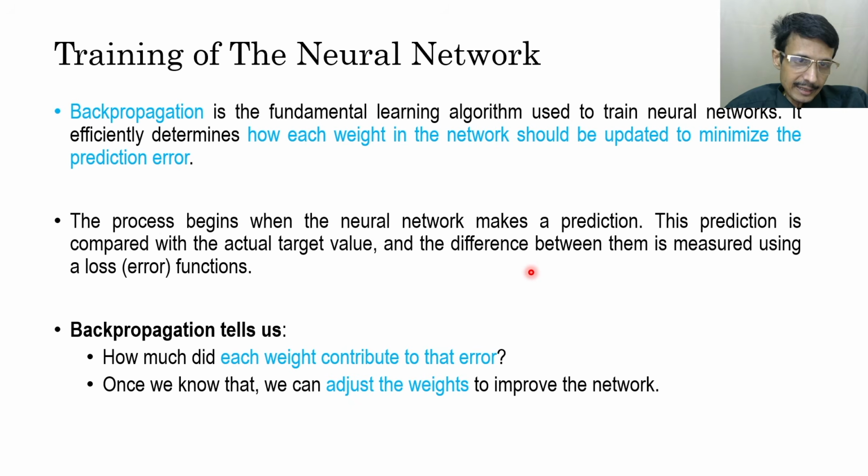To minimize the error, we have to understand, depending on the error, how we change or modify the weights and biases. But we have to understand how much each weight contributes. That is exactly what backpropagation tells us. And once we know that, we can adjust the weights to improve. So this is, more or less, the basic story of backpropagation.